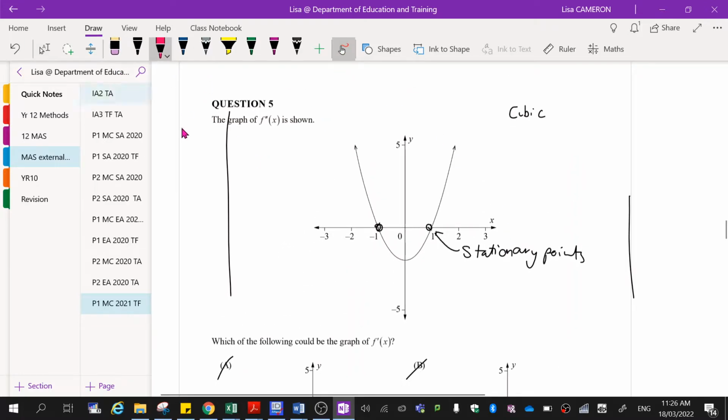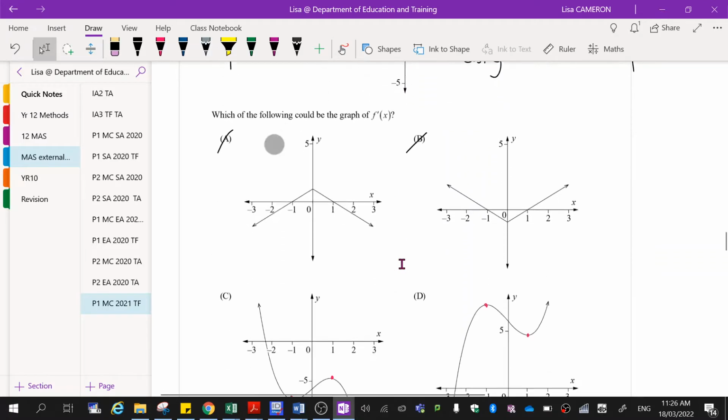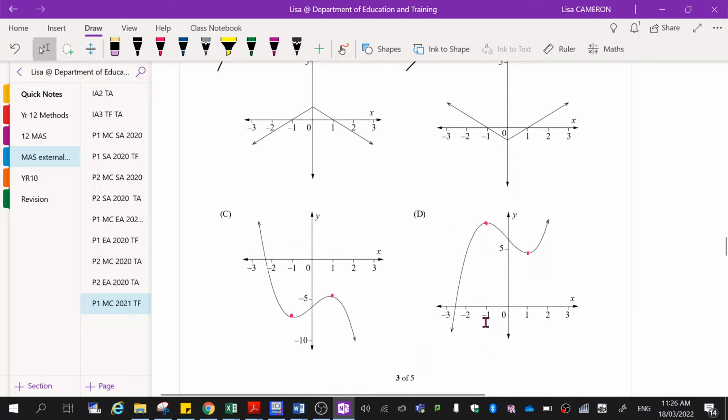So if this is the second derivative, then all of the area between here and here, so between -1 and 1, the gradient is decreasing. The way I know the whole gradient's decreasing is because this is showing as negative space on the y-axis. So let's go down and see which piece fits that information. We're looking for the one where between -1 and 1, the gradient is decreasing. So that fits D. So that is the graph that will show the first derivative of that second derivative.